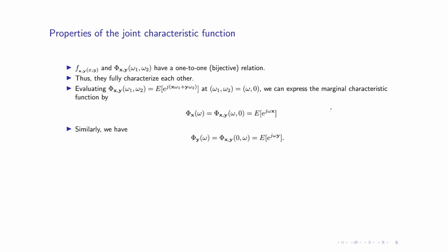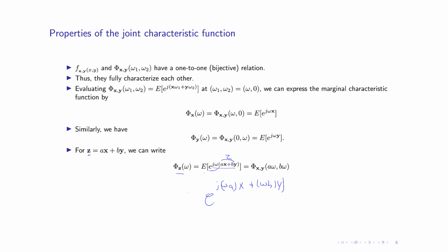So if this is a 2D plane, let's say this is omega 1 and this is omega 2. If you look at the joint characteristic function on this line, you find the distribution of x. If you look at it on this line, you find the distribution of y. And if you look at any other line, you will find the distribution of a linear combination of x and y. For instance, if you define a random variable z equal to ax plus by, the characteristic function of z, by definition, is the mean of e to the power j omega times z. This is e to the power j omega a times x plus omega b times y.